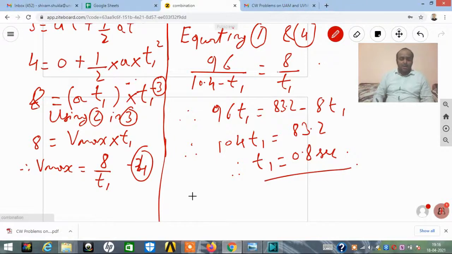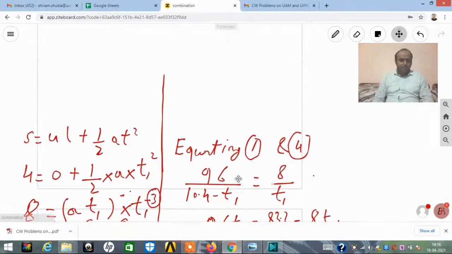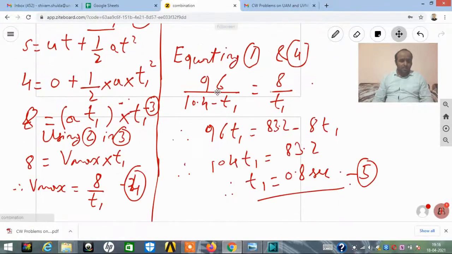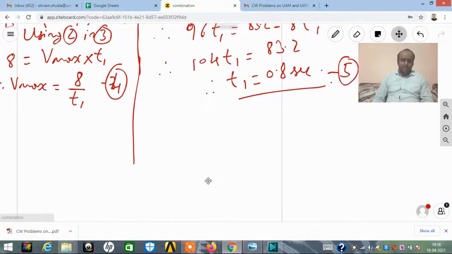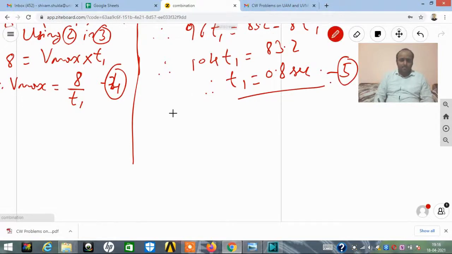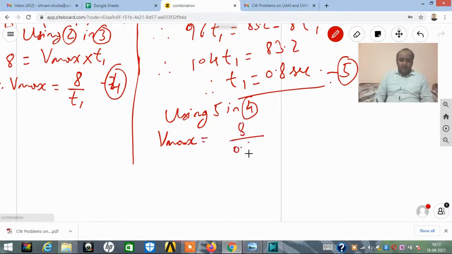Now friends, let us get the value of A. But first, for the value of Vmax, using 5 in 4, Vmax is equal to 8 divided by 0.8, which is 10 meter per second. Vmax is nothing but 10 meter per second.